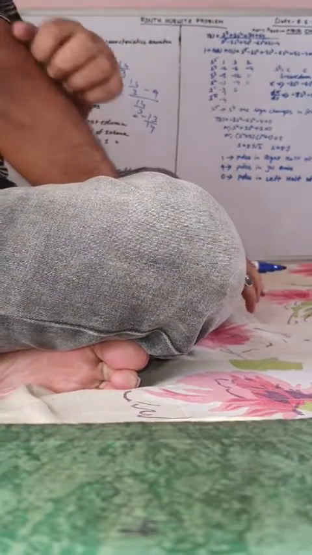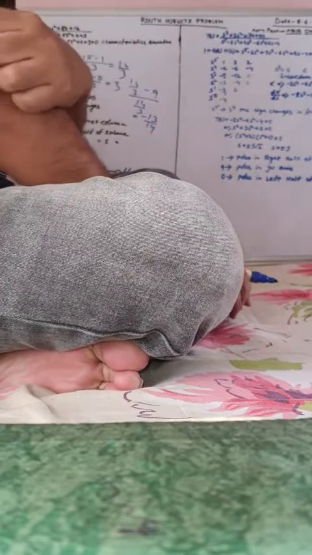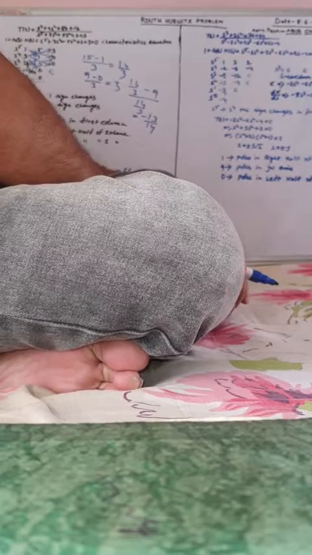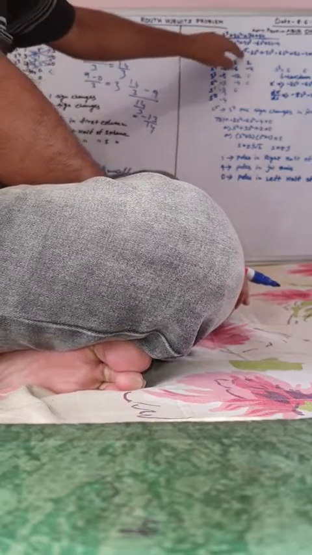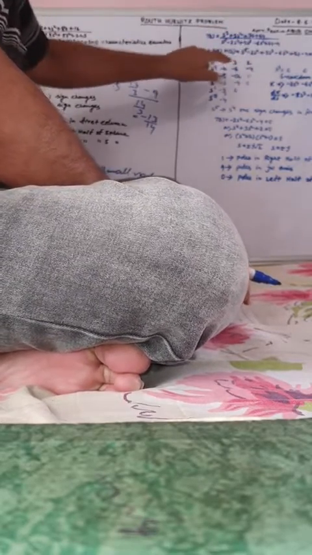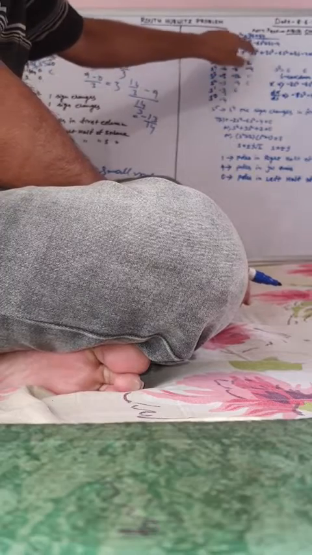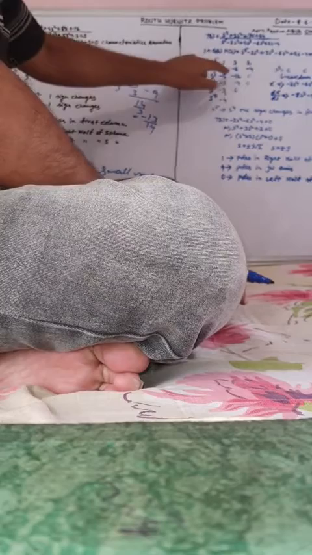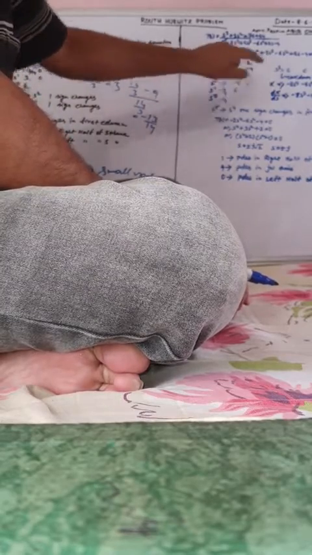Now let's go to the second problem. This is your transfer function. This is your characteristic equation. Now let's plot the table. s^5 is 1, 3, 2. s^4 is minus 2, minus 6, minus 4.